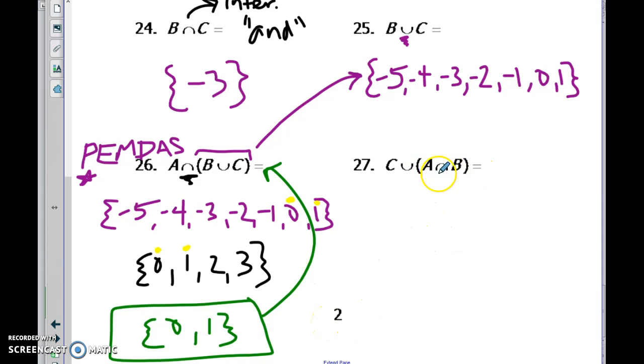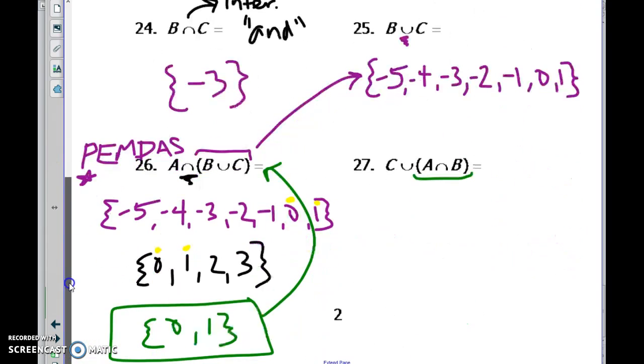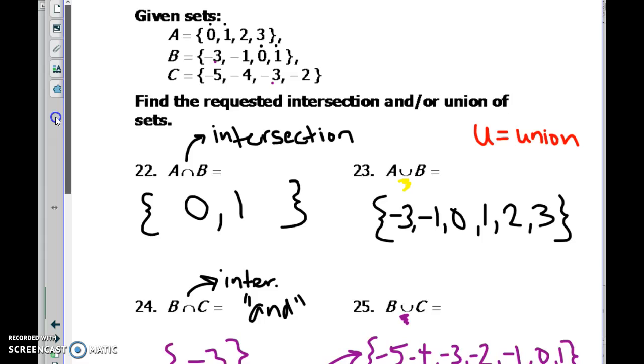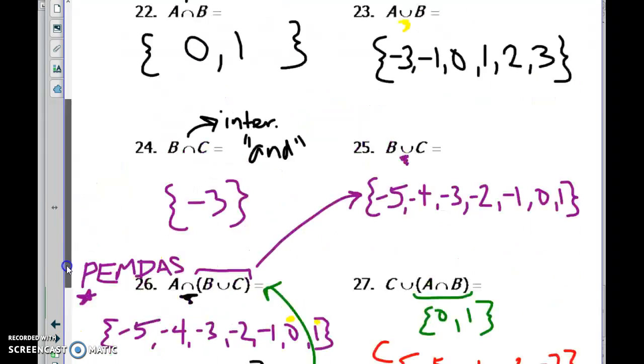Okay, let's move over here to this one. The intersection of A and B, I think we already did that up here. Yep, number 22. We only had 0 and 1. So that is 0, 1. We use these little brackets to indicate the sets. And then we need C, which is -5, -4, -3, -2. We'll do that in red. So C is -5, -4, -3, -2. Did I miss any?